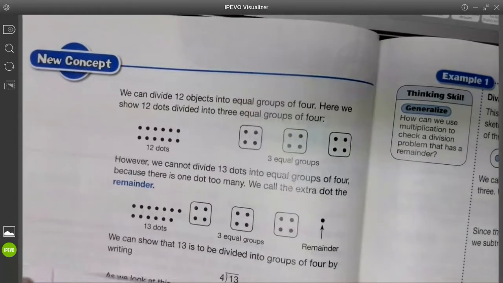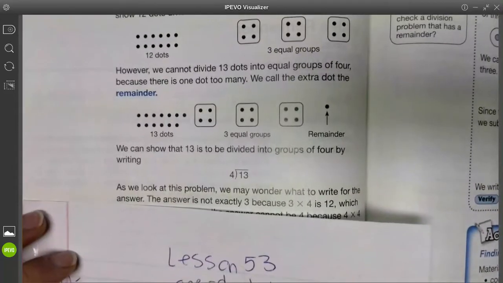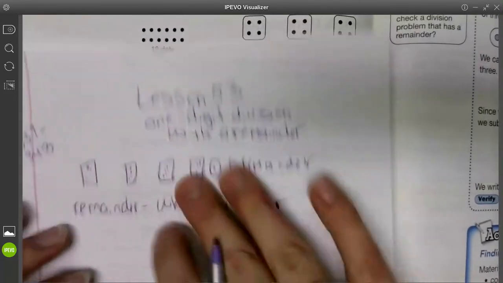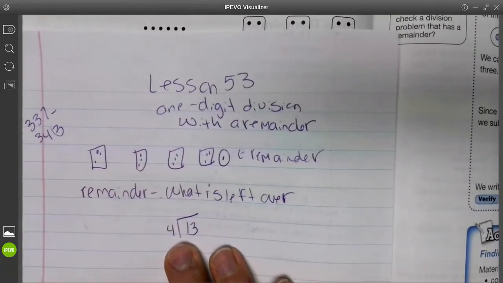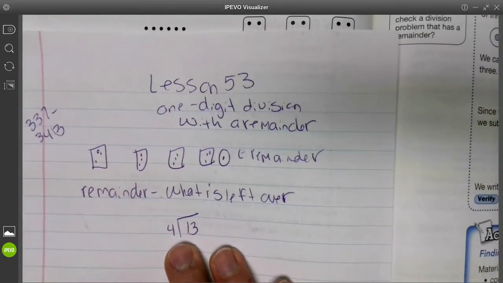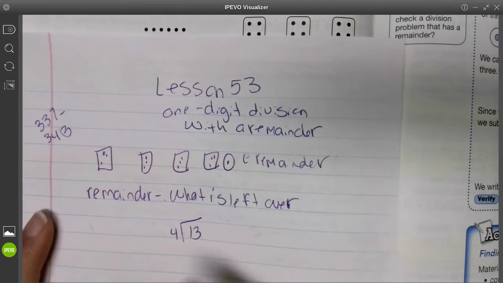Okay, so we can show 13 divided by 4 like this. Just how we would do 12 divided by 4, it's going to look the same, but it's a little different. We might wonder what to write because it's not exactly 3. It's not 4. So we have to figure out what number can go here.